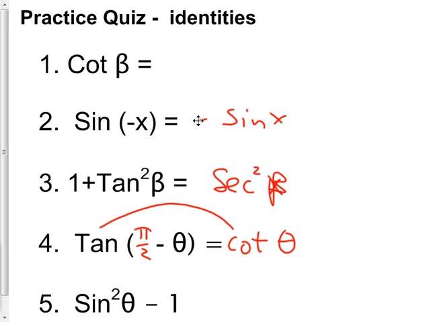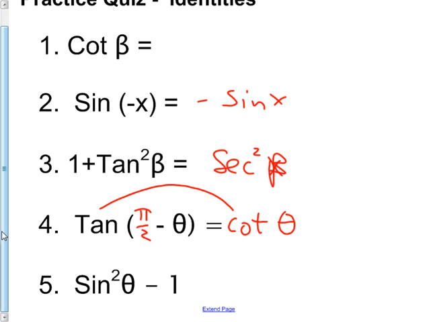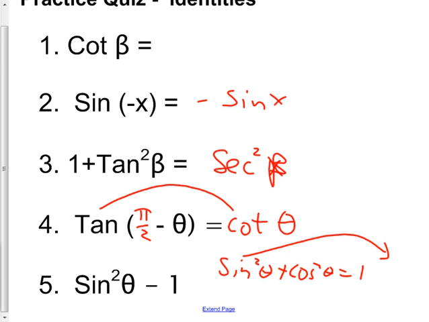All right. Moving along, number 5. Sine squared theta minus 1. That is not exactly one of those things on your chart. In fact, it's the exact opposite of one of those things on your chart, and so you should not have said that was cosine. If you take sine squared theta plus cosine squared theta equals 1 and move the sine to the other side, you'd have 1 minus sine squared theta. And this is exactly opposite of that.